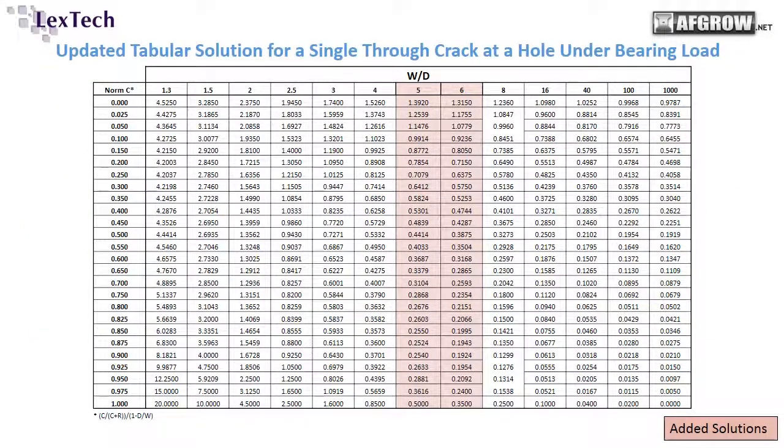Another thing that was done in the new version was expanding the tabular solution for a single through crack at a hole in a bearing load. The previous solution had solutions for W over D going from 1.3 to 1,000 for the plate, but between 4 and 8 there was enough change that when the interpolation was done there was significant error, so we added solutions for W over D of 5 and 6 to solve that issue.